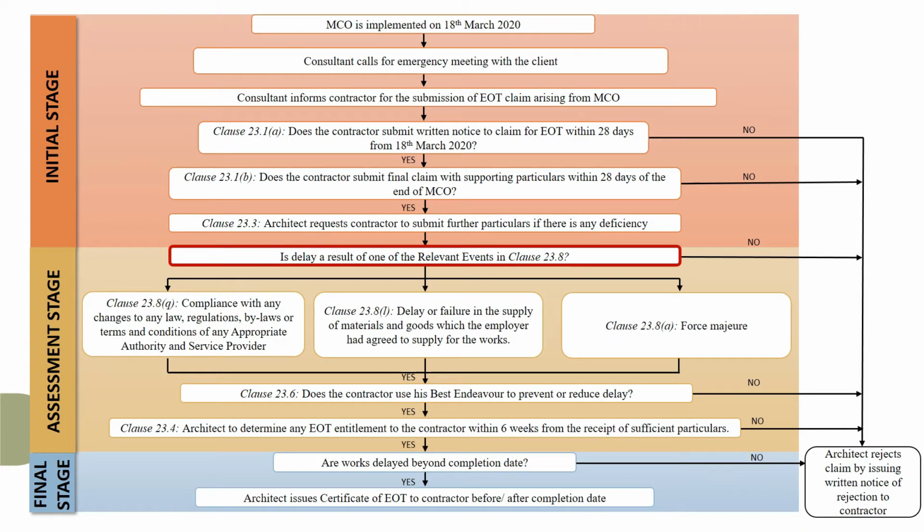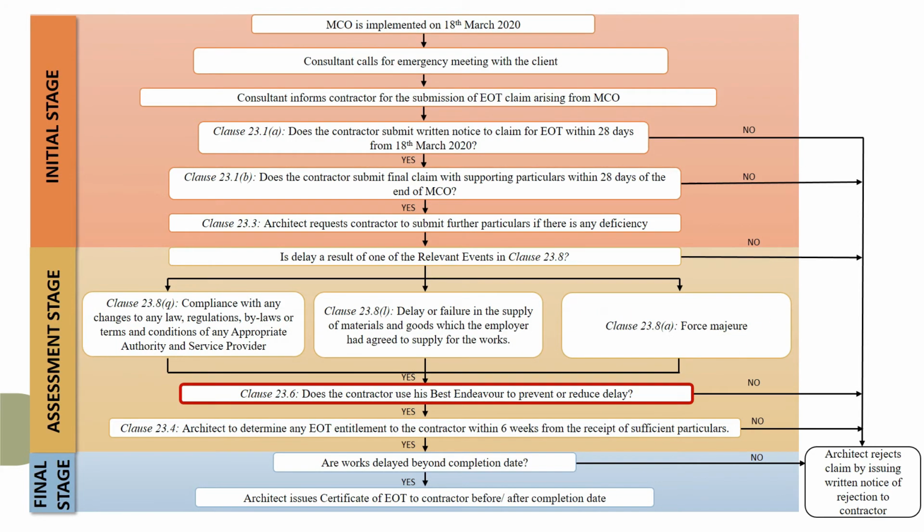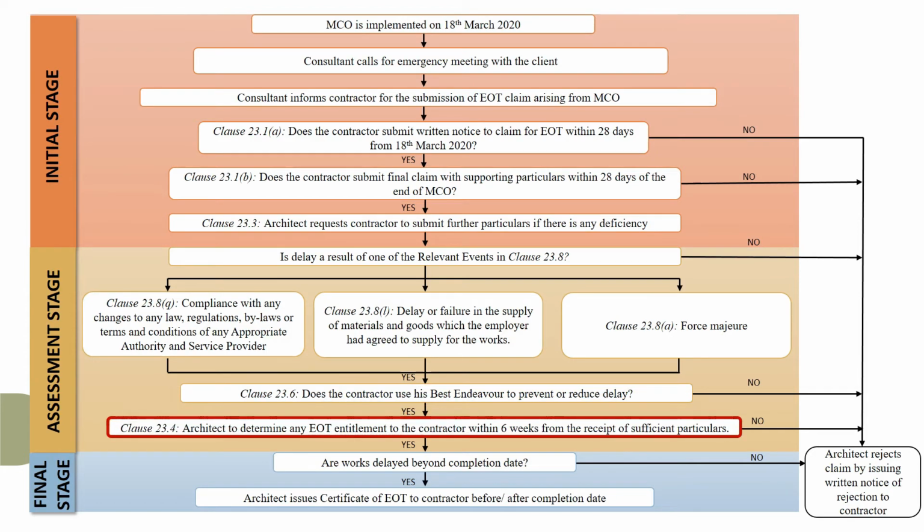The assessment stage is to assess the claim submitted and determine any EOT entitlement to the contractor after making a few considerations. First, the delay must be a result of any of the relevant events stated in clause 23.8. To highlight, MCO is definitely included in the relevant events and the contractor would be entitled to apply for EOT. There are three possible avenues where the contractor can claim for EOT due to MCO, where the sub-clauses are stated clearly in the chart. Besides, the architect would also examine whether the contractor has used his best endeavor to minimize the delay. The architect should decide on the entitlement of EOT within 6 weeks, starting from the day of receiving sufficient particulars from the contractor.